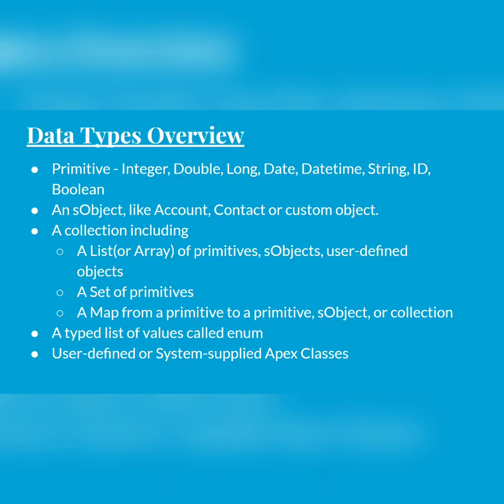Then you can have a set of primitives. Like you have a list, you can also have a set, and then you can have a map, from those similar data types. What the differences are between list, set, and map, we will see in the coming slides. Then you have something called a typed list of values called enum. Then you have user defined or system supplied Apex classes. You can define your own Apex classes, and there are also some already defined system supplied Apex classes which can be used as data types in Apex.